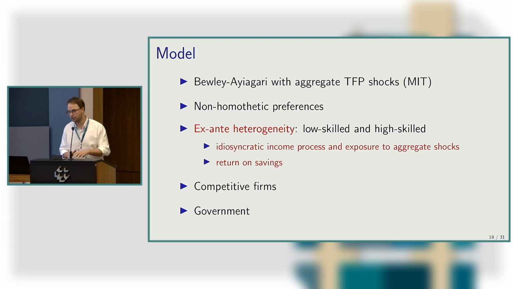So the model is going to have two types, low skill and high skill, and they're going to differ in their idiosyncratic income process, their exposure to aggregate shocks. This is to capture the fact that income is more volatile for the low-skilled workers. They're also going to differ in their returns to savings, and this is for the model to be able to match their savings rates, which are different. And firms are competitive, very simple, and there's going to be a government taxing and transferring resources.